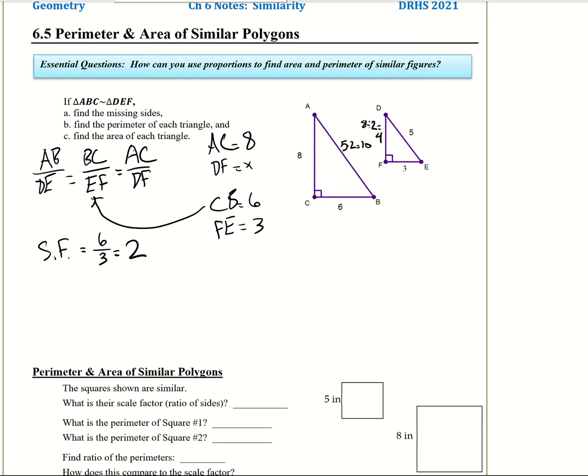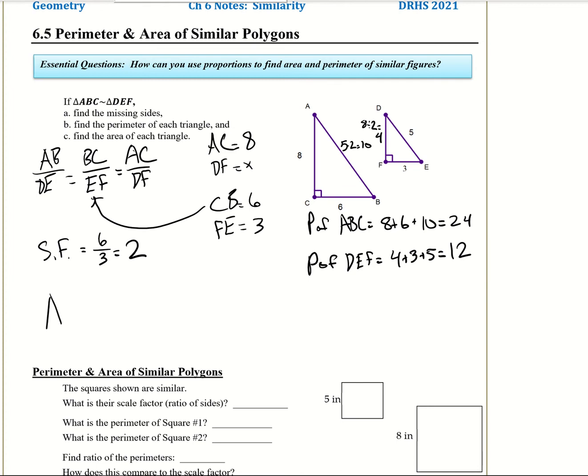The perimeter is all the sides added up. So the perimeter of ABC is going to be 8 plus 6 plus 10, which is 24. The perimeter of DEF is going to be 4 plus 3 plus 5, which is 12.